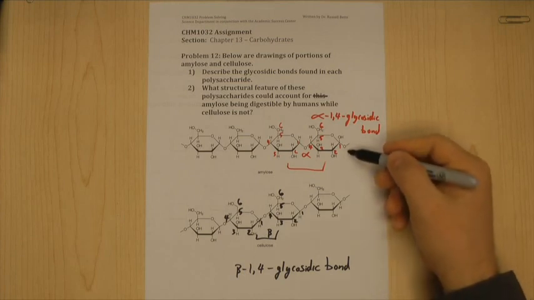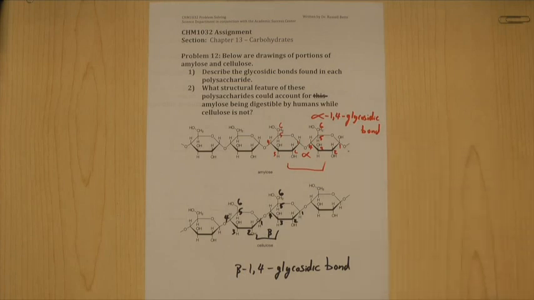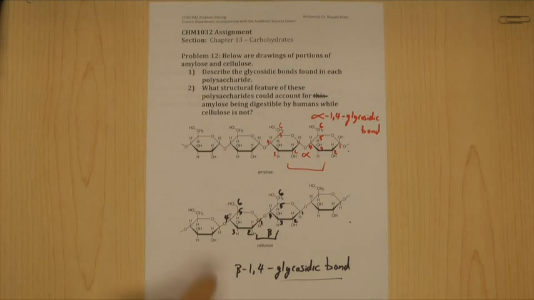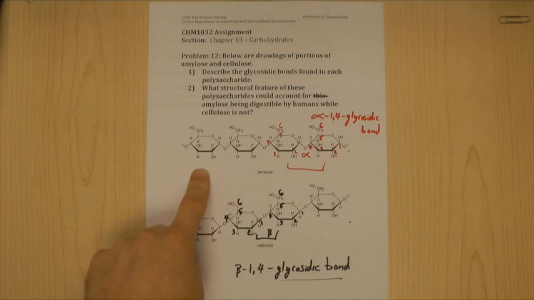But now this one is digestible by humans. This one is not. And what's accounting for that? What's the problem? Why can't one be digested and the other one can? It's the glycosidic bond. In cellulose, the glycosidic bond is beta. In amylose, it's alpha. We have an enzyme that's designed to break up amylose into glucose. We do not have an enzyme that breaks up cellulose. We just don't have one.